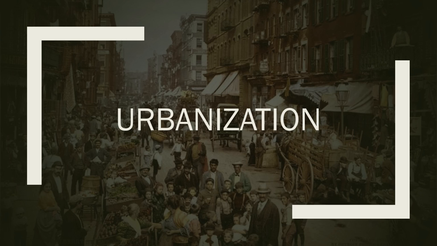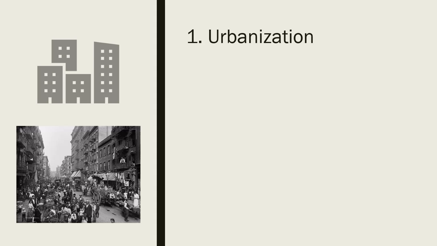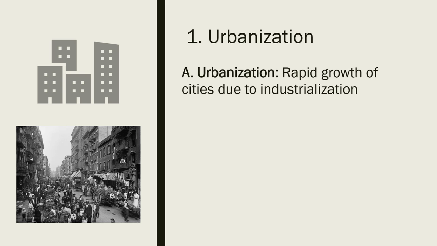Guys, so today we're going to be talking about urbanization during the industrialization period. And very basically, urbanization is the rapid growth of cities. During industrialization, we start to see the population of the United States shift from rural, so farmland, to urban cities. By the end of the Industrial Revolution, the majority of Americans will be living in cities.